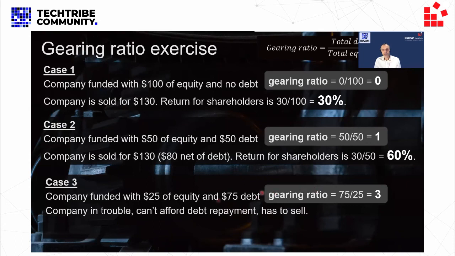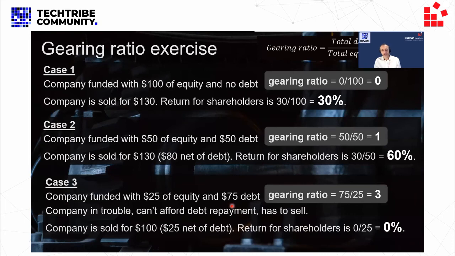So let's say that the company lands up in trouble and they can't afford to repay the debt because there's an economic downturn, and they're forced to sell the business in order to be able to pay that big amount of debt that they have there on their balance sheet. So let's say that they now sell the company for $100. It's not so attractive. It couldn't be sold for $130 because there's the economic downturn. So now they need to repay that $75 in debt. There's only $25 left after they've repaid the debt, but they invested $25. So their return is now 0.